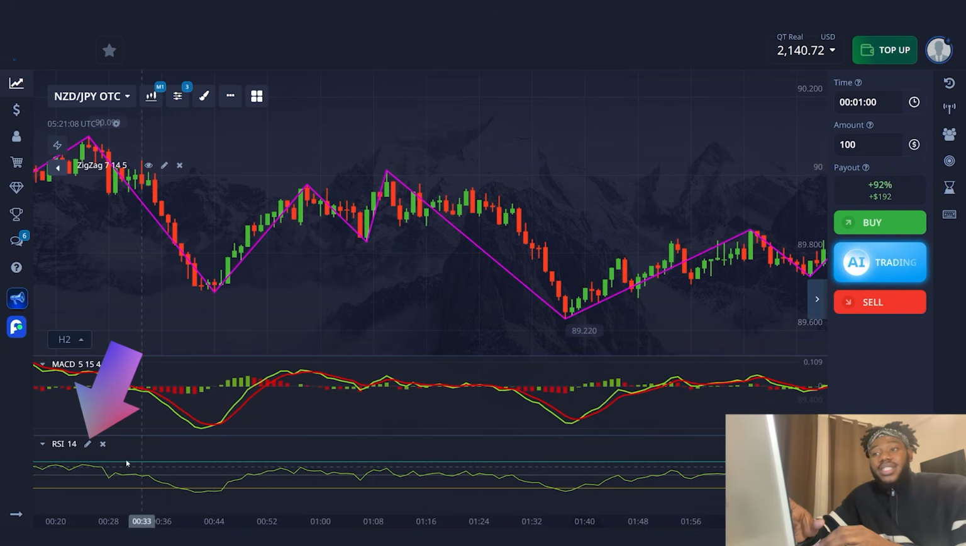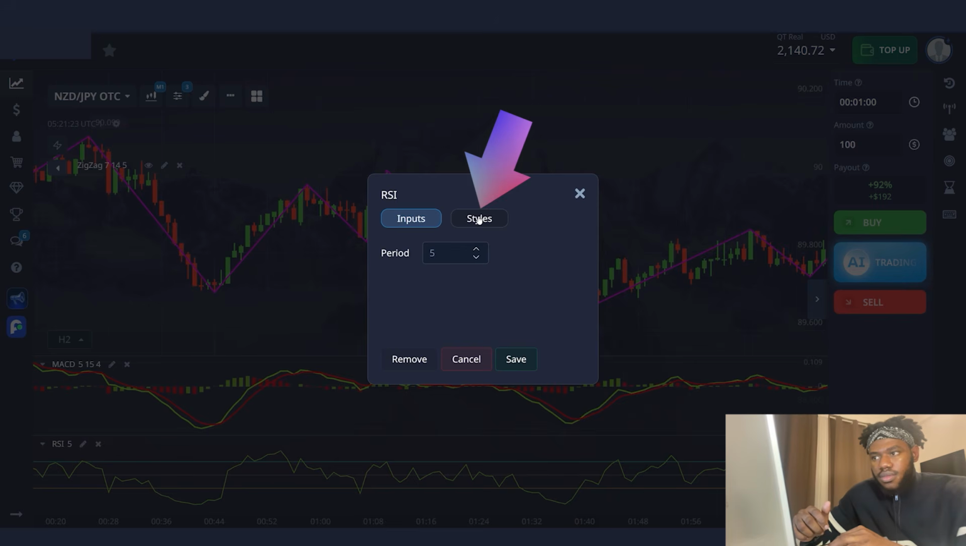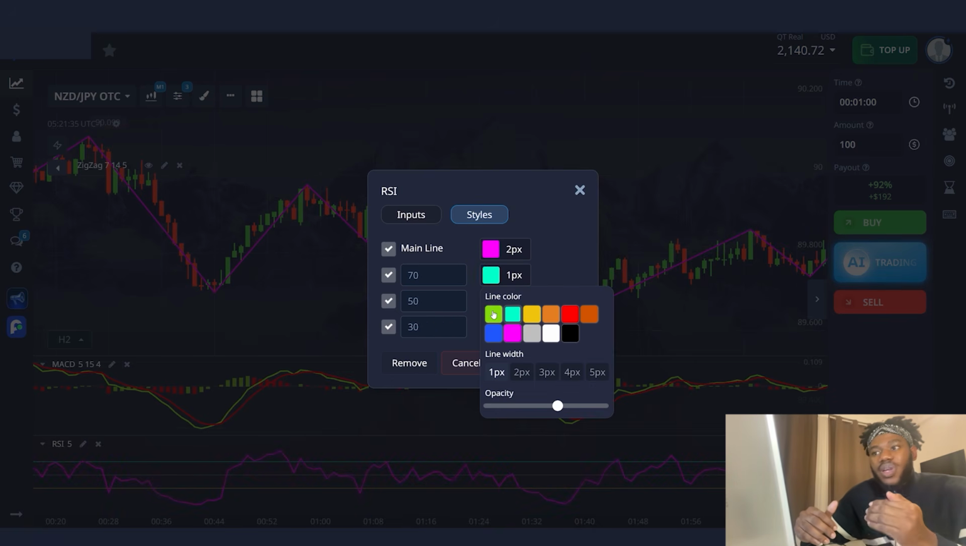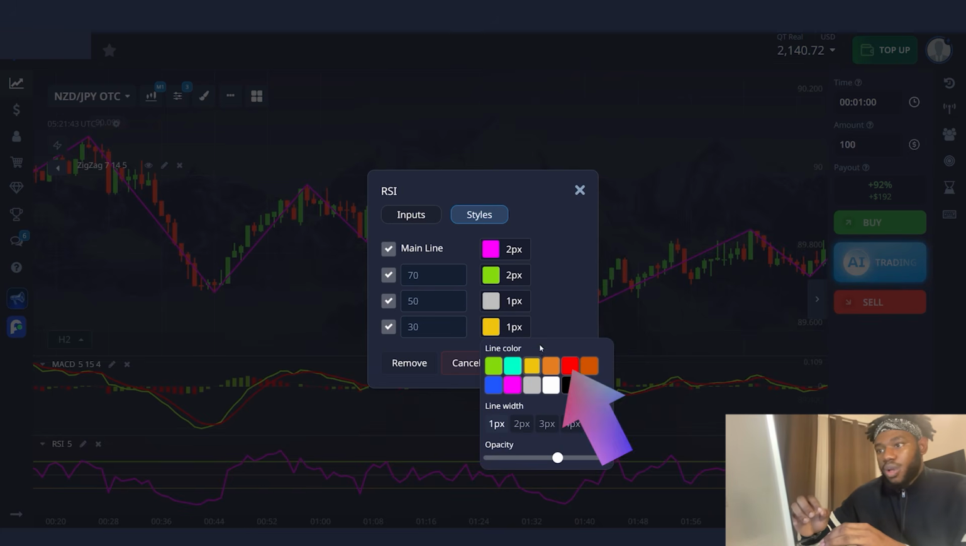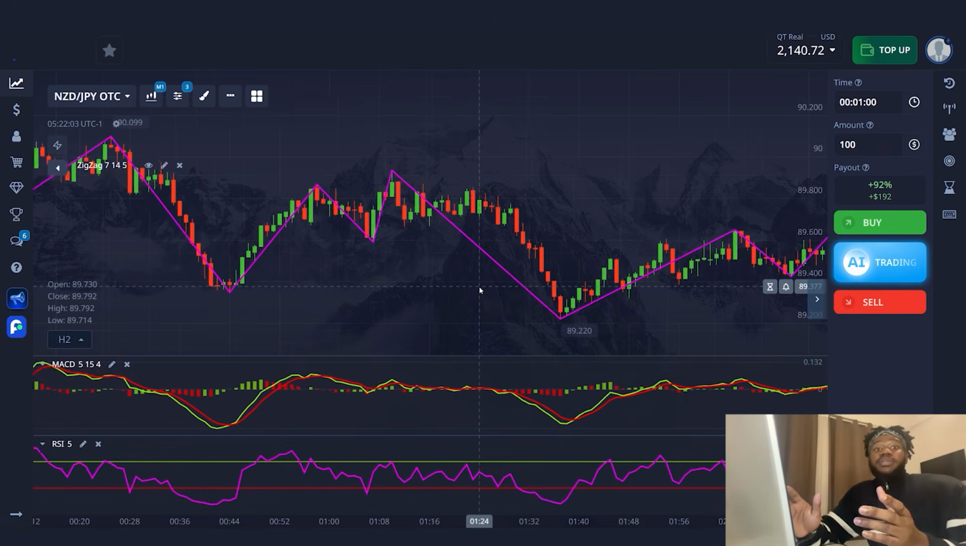Now, the period for the RSI indicator should be reduced to 5. The color of the main line will be purple and increase the thickness. Now, level 70 will be green and also increase the thickness of the line. At level 30, the color will be red and increase the thickness of the line. I don't need level 50 in the strategy, so I'll disable it. Okay, this completes the settings.